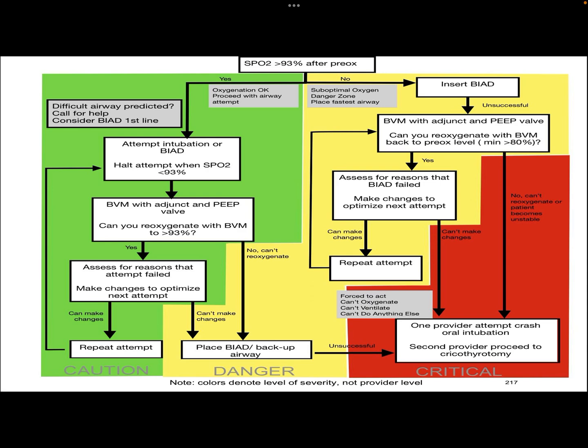So here's the algorithm we're going to follow. If your SpO2 is greater than 93, you go to the green side, and then we'll follow that on down. So oxygenation is okay. Proceed with airway attempt, intubation or BIAD, so iGel. Halt attempt when SpO2 is less than 93.